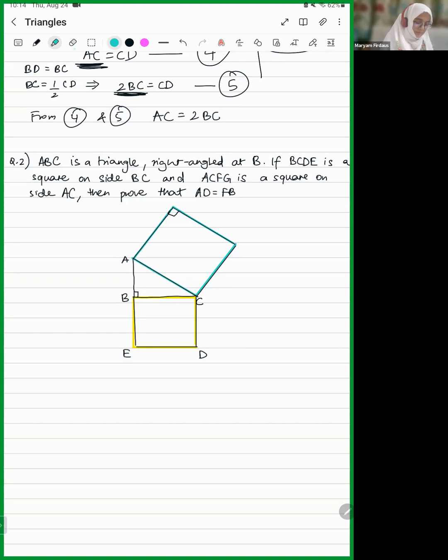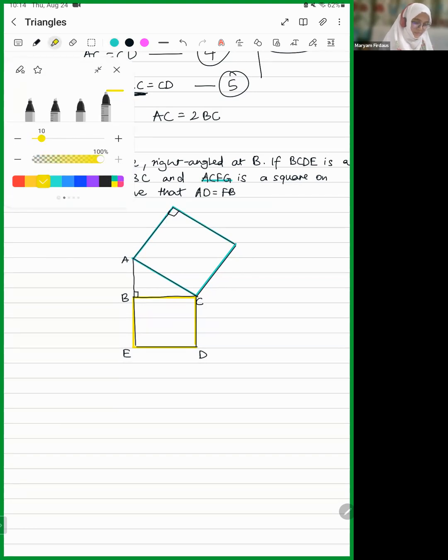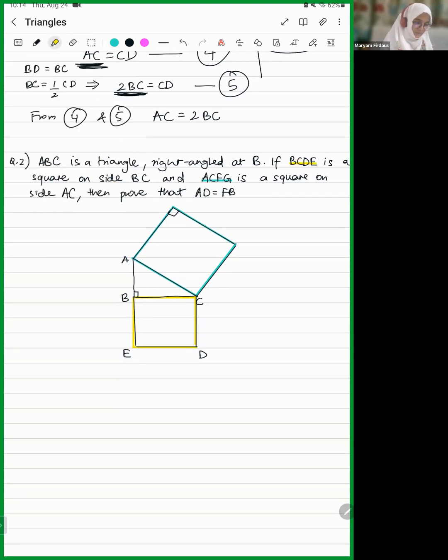This is your ACFG. ACFG. Okay, this is your G. Done till here? Yes, ma'am.